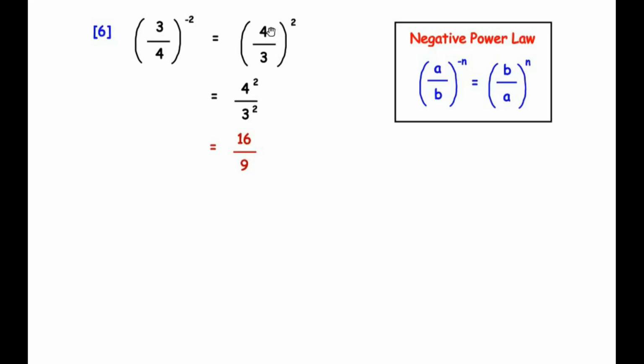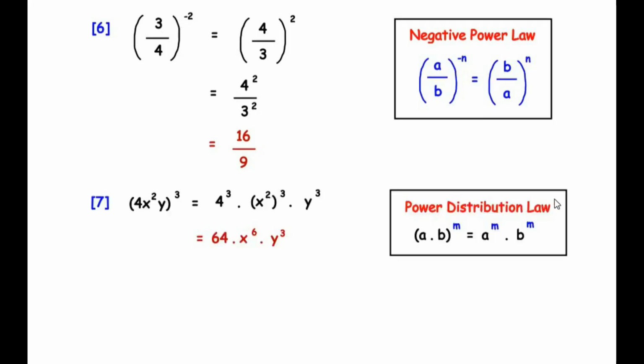Now here the 2 goes to the numerator and 2 also goes to the denominator. The power distribution happens over here. So we get 4 square over 3 square, giving us the value as 4 square is 16 over 3 square is 9. So this is the answer for 3 over 4 to the power of -2.